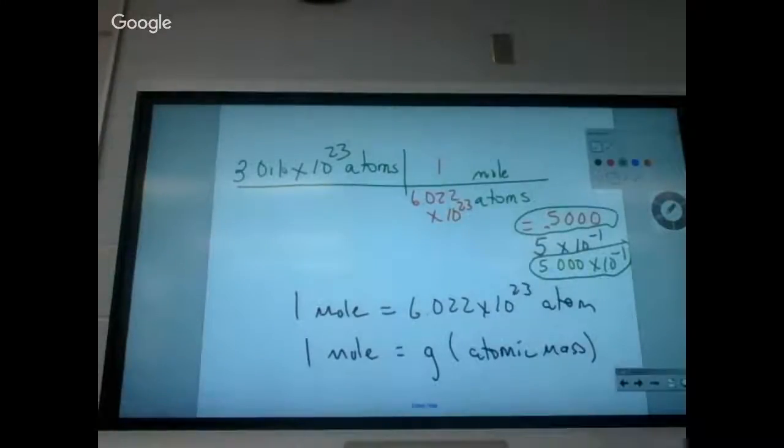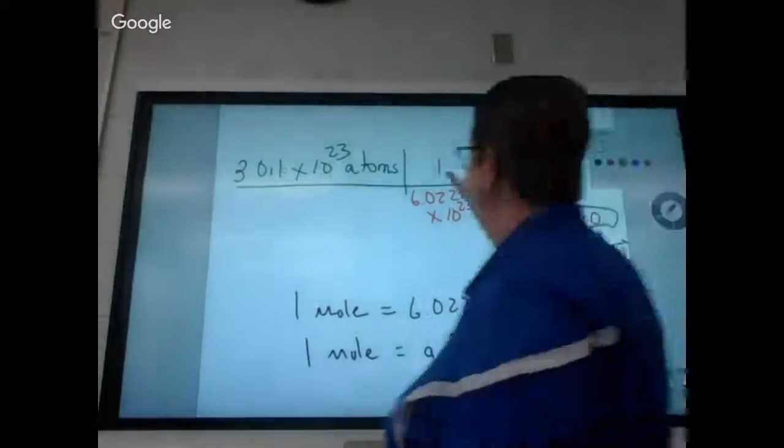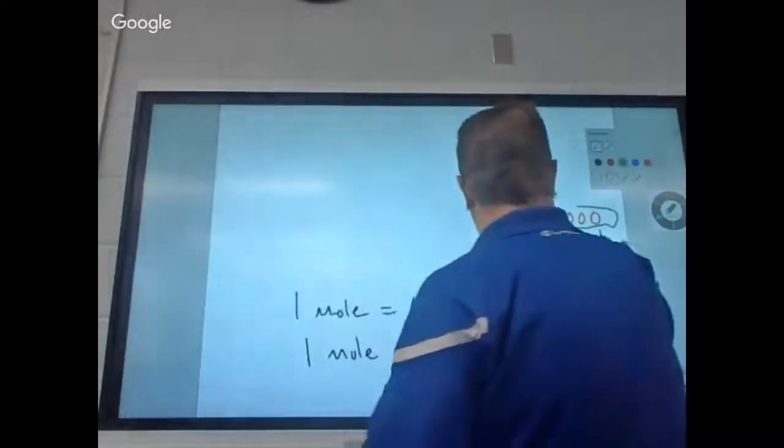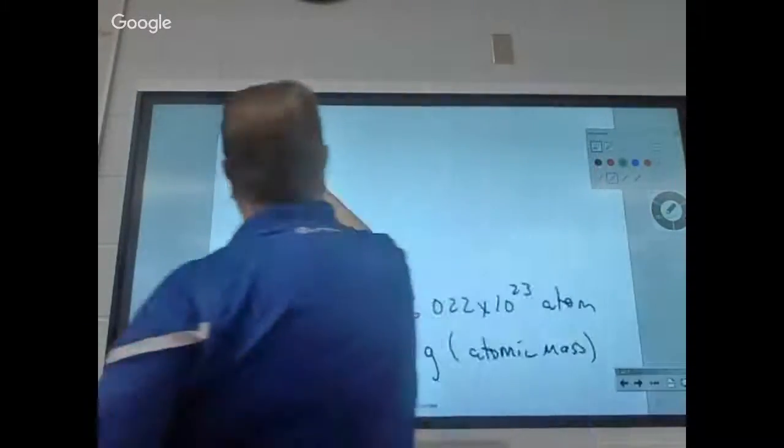Number 5. Number 5 says how many atoms are there? And you have 6.755 moles. Okay?